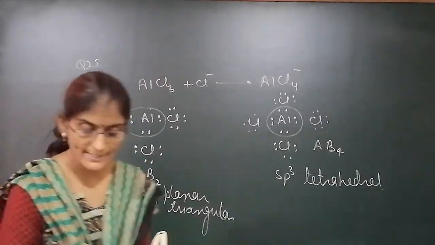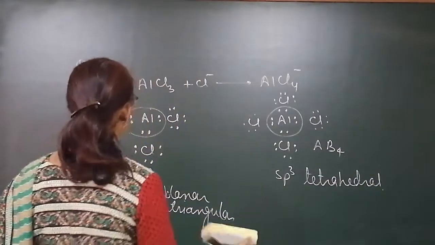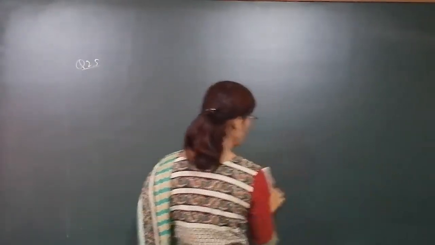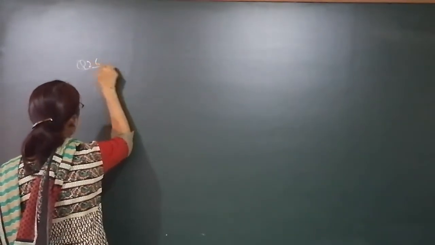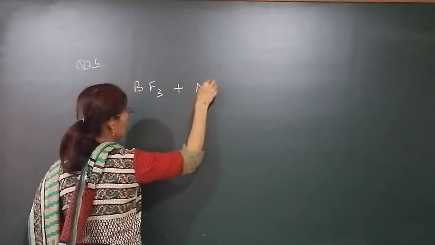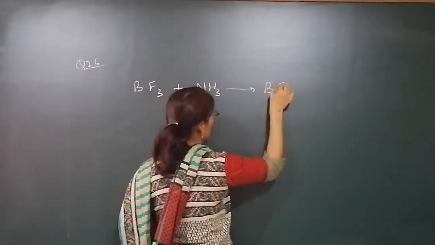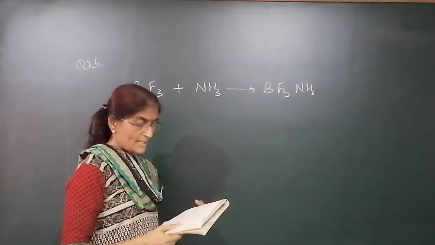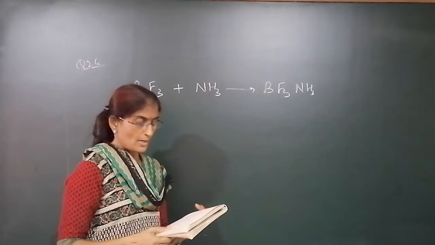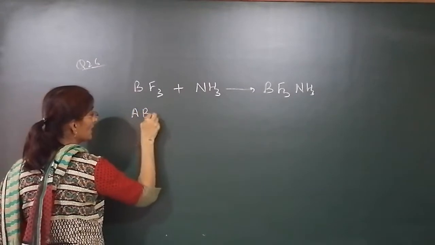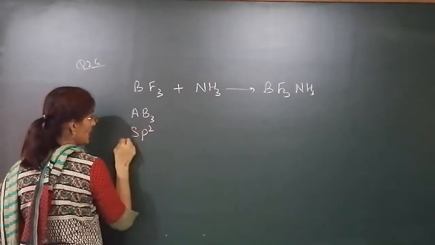One more given, 4.26. In this also we have to show the change in hybridization. It's BF3 and NH3. When they combine, they form the addition product BF3·NH3. It asks again: state any change in hybridization of boron and nitrogen in this reaction. If we draw its Lewis structure, BF3 is of type AB3. So hybridization would be sp2 and it is planar triangular.